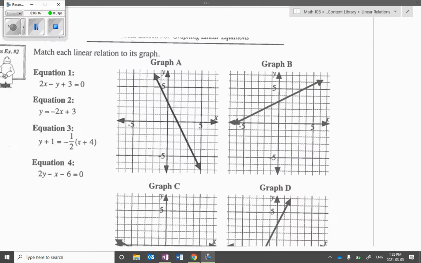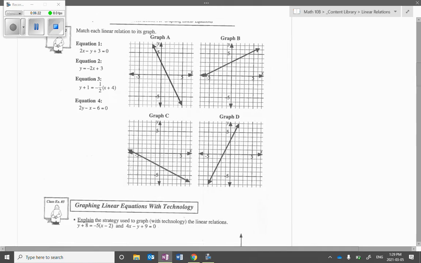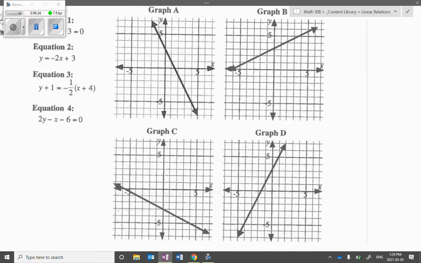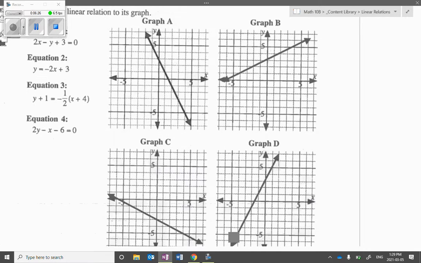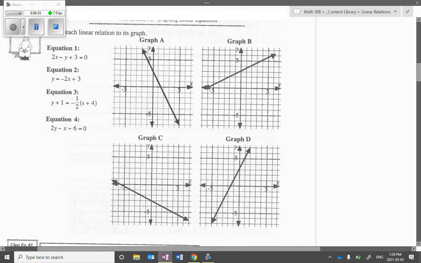So this next one, we're matching these equations to the graphs. I want to show you some strategies for questions like these on any standardized testing. So like the diploma, or they do have released things for teachers to access. They love these types of questions.